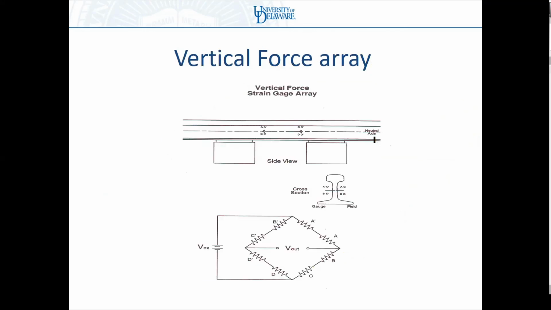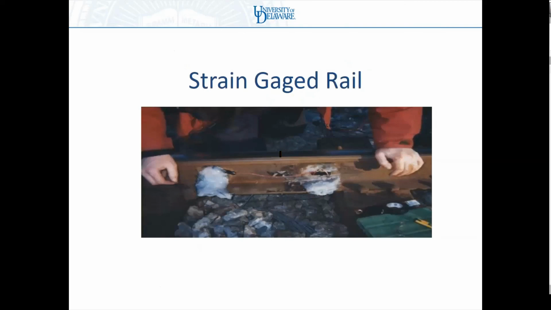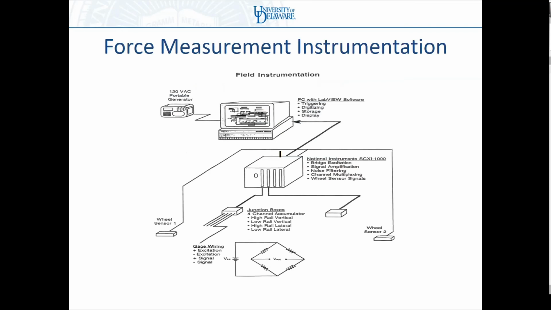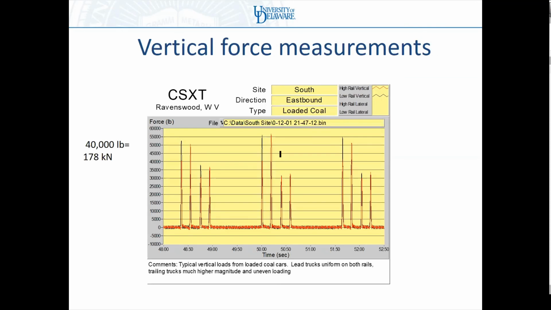Verticals work very similarly, except they put the strain gauges on the web of the rail. Here are the strain gauges, and you hook it up with the exact same principle. Vertical shear here, vertical shear here, and the difference is the force. And you can hire people for this type of instrumentation right now. There's an example of vertical force measurement from the vehicle.